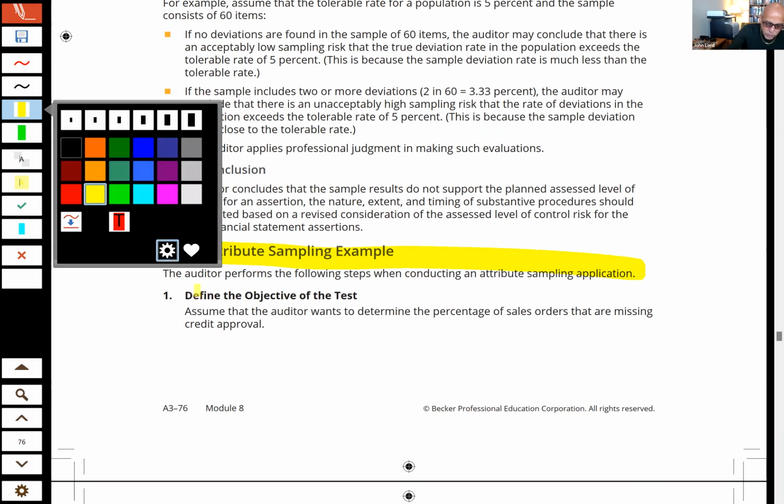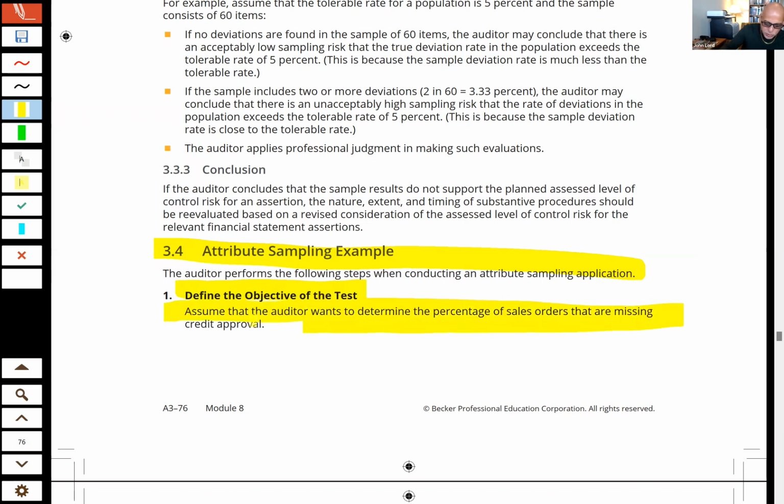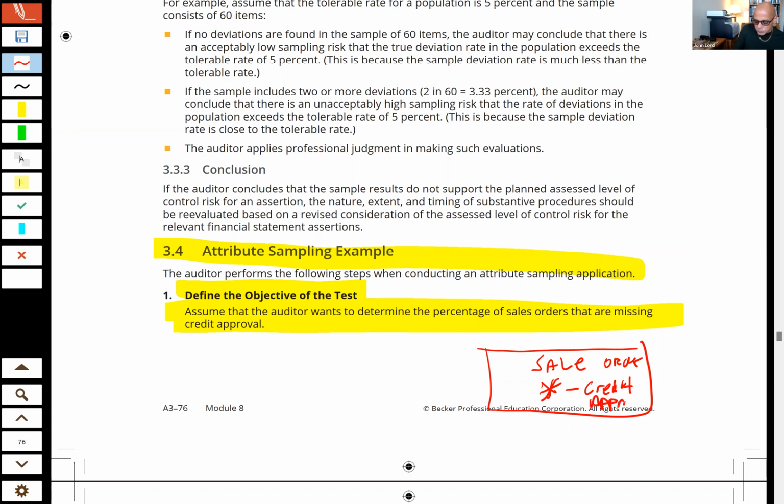So when we are doing an audit, we're going to look at the controls, and the objective of the test is to determine the percentage of sales orders that are missing credit approval. So why does an auditor care if a sales invoice has credit approval? I'm going to make a sale, and I'm going to let them do it on credit, obviously. But that sales order should have a stamp on there that says the credit is approved, that they checked the person's credit. I'm looking for the missing one, the attribute I'm looking for is that credit approval. I'm looking for one that doesn't have it.